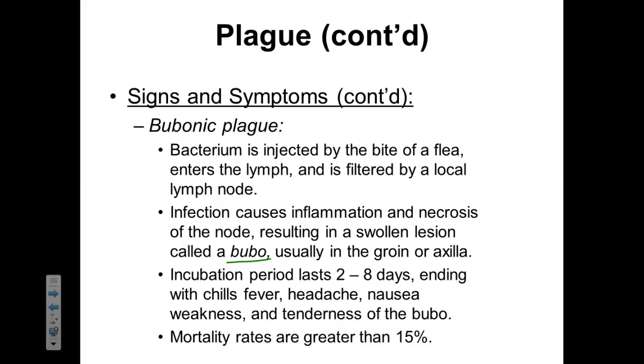The incubation period between exposure and the development of symptoms is between 2 to 8 days, and usually culminates with fevers, chills, headache, all your general malaise symptoms. But the big symptom associated with this is the tenderness of a bubo. There'll be a dramatic swelling of a lymph node that is quite tender. The mortality rates for bubonic plague are greater than 15%.